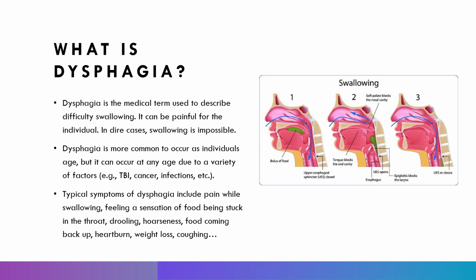Dysphagia is more common as individuals age, but it can occur at any age, and it's especially important to be aware of it here because a lot of our clients are susceptible to developing or already have dysphagia due to having a previous history of a TBI or an ABI. Some of the typical symptoms associated with dysphagia include pain while swallowing, a feeling of food being stuck in the back of your throat or like a lump, drooling, hoarseness in the voice, food coming back up after swallowing, heartburn, weight loss, coughing, among others.